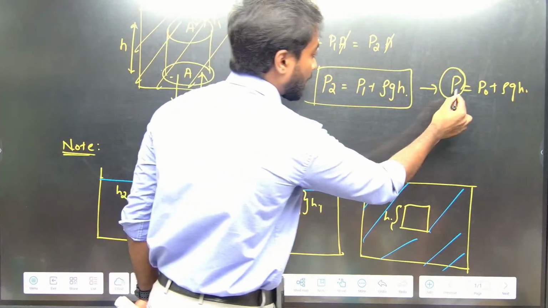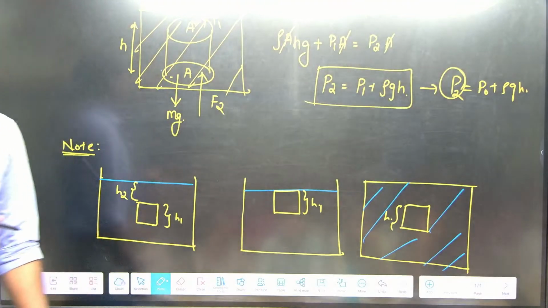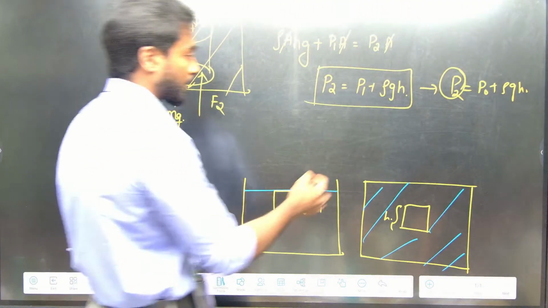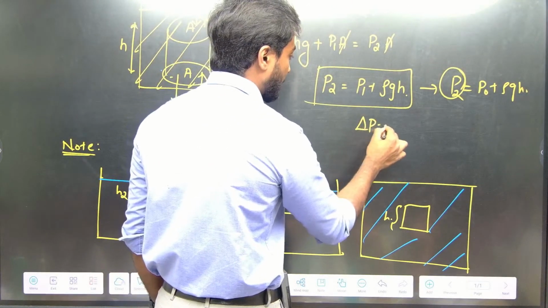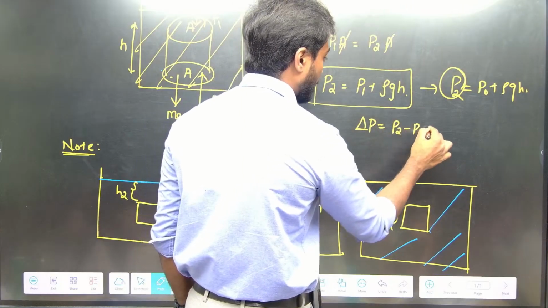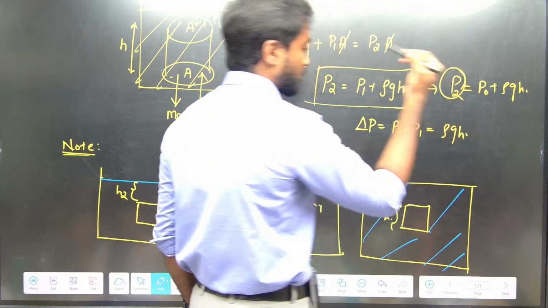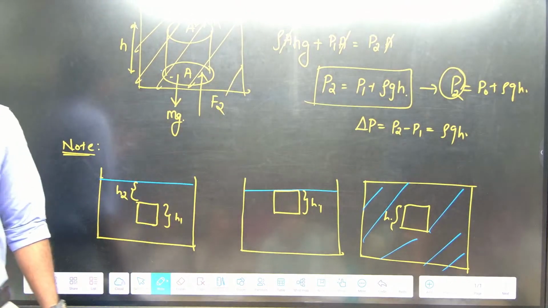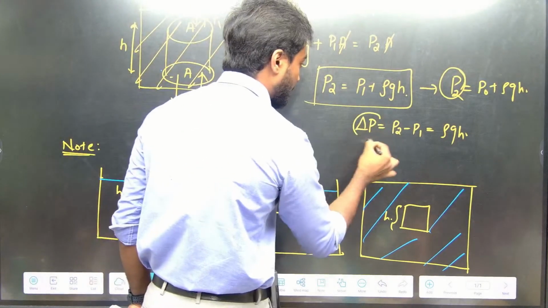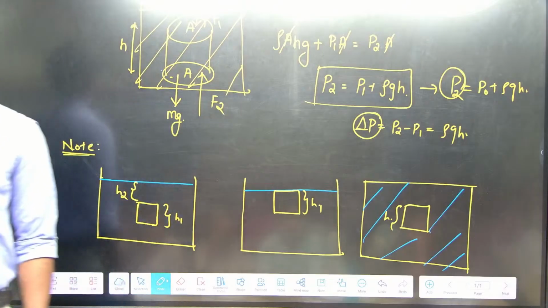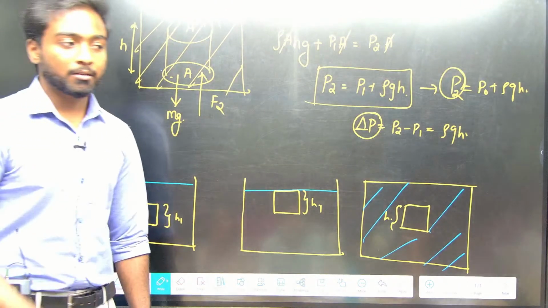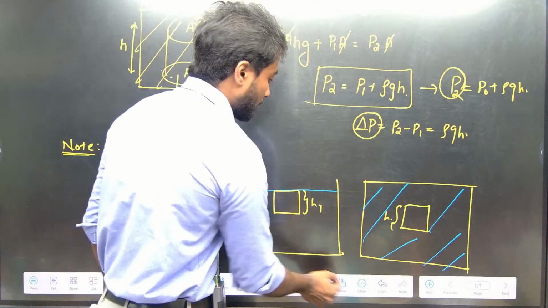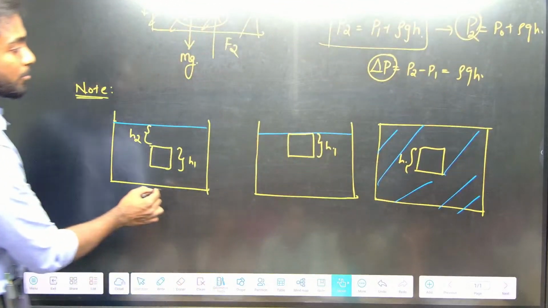Okay, P or P2. So if they are asking what is the change in pressure, delta P will be equal to P2 minus P1, that is equal to rho g H. This change in pressure is nothing but gauge pressure. Okay, it's a gauge pressure. Now listen, I will give time to write.